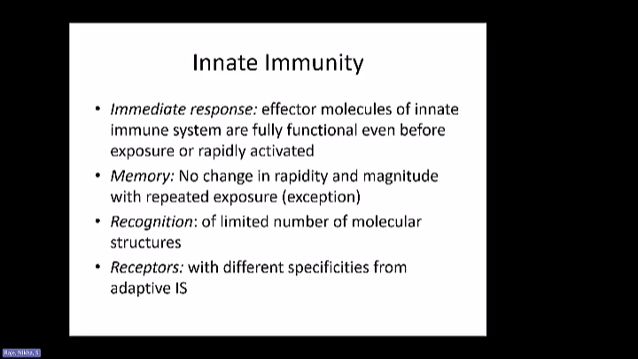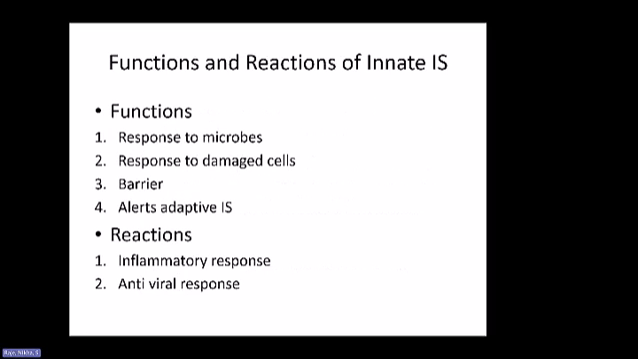The receptors of the innate immunity have different specificities compared to the adaptive immune system. So for the same bug that's recognized by innate immunity, it might be a different part of that bug that would be recognized by the innate immune system compared to the adaptive immune system.